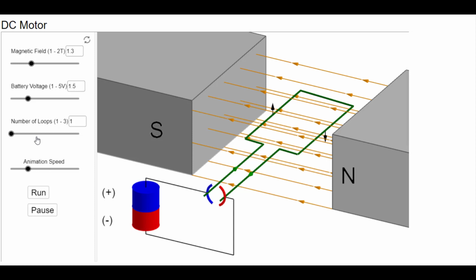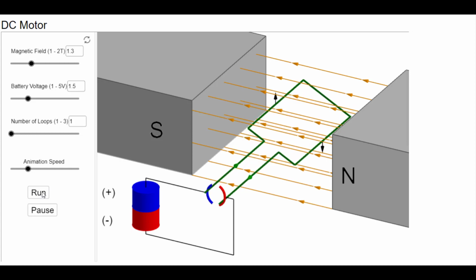How does this simulation work? Simply, we have a battery. It's connected to two brushes. We called these brushes before, and these brushes are connected to a loop of wire. This loop of wire is passing through a magnetic field. Here it's going from the north side to the south side, okay? Now, let's run the simulation. The object is now rotating.